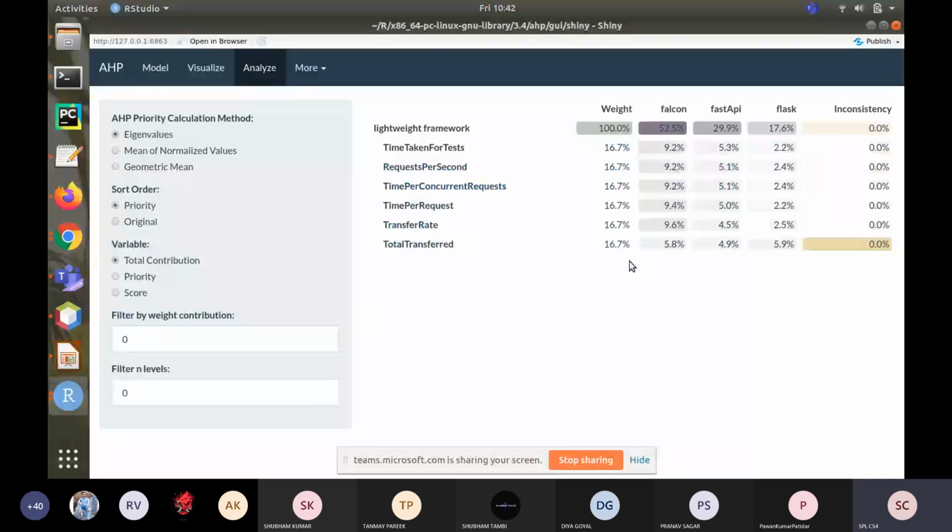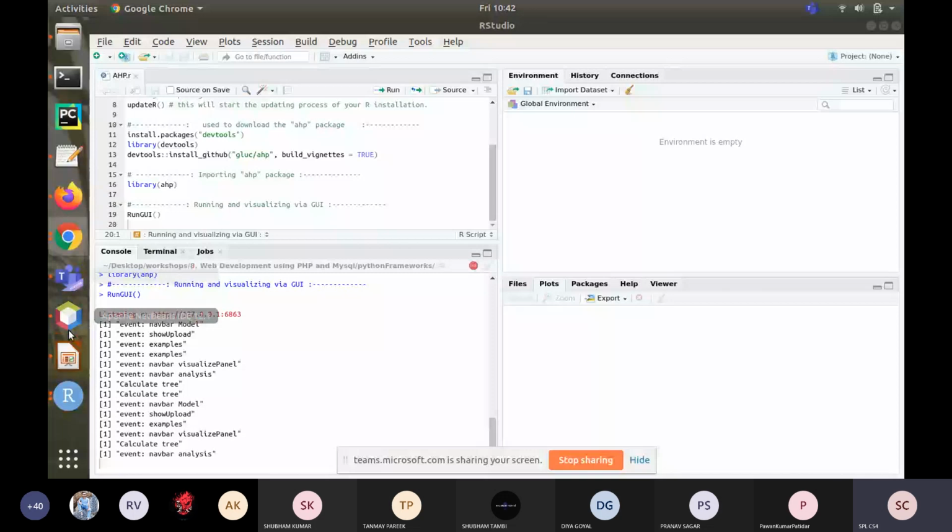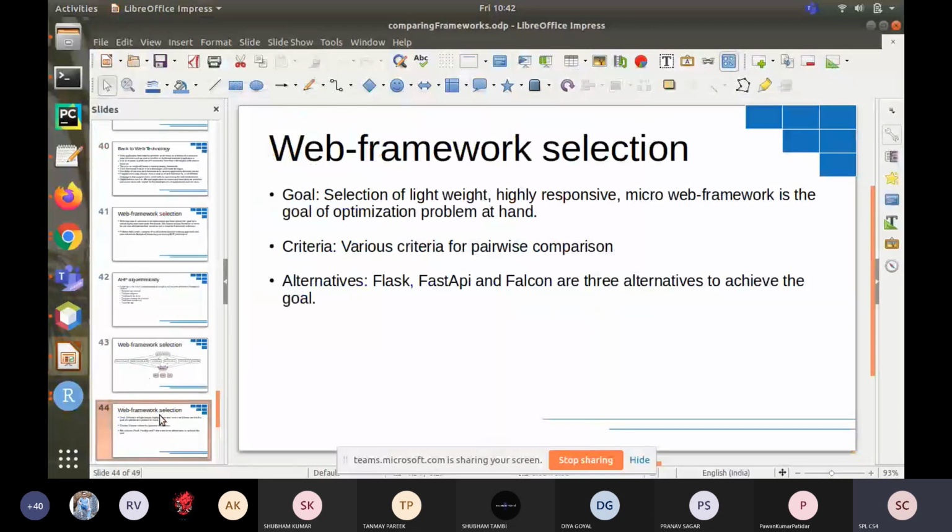And depending upon the values of criteria that were filled in the AHP model, I finally get that Falcon gets a percentage of 52.5%, FastAPI has 29.9%, and Flask has 17.6%. The maximum percentage is of Falcon. It means Falcon is the lightweight micro web framework depending upon the criteria values that I have mentioned. Similarly, for other use cases, we could find out some other results as well for different web frameworks.